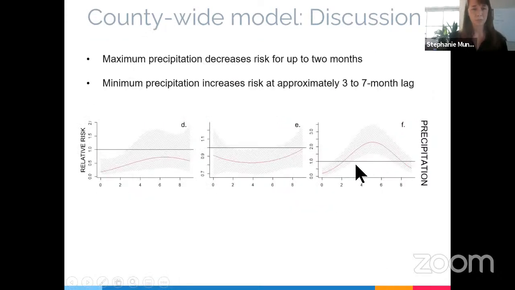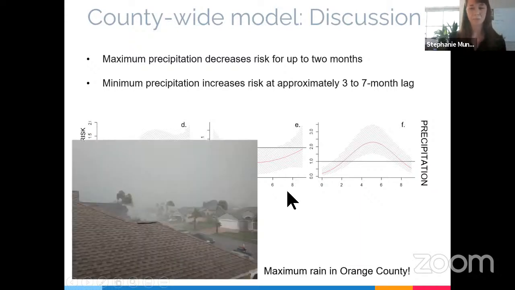When we look at precipitation, I was actually surprised to see that maximum precipitation can decrease the risk of EEE detection for up to 2 months. So this was surprising to me, but then thinking about what it means to have maximum precipitation in Orange County or Florida more broadly. So this is when I was in Orange County myself, and this was a rain event that was so severe, it was flipping palm trees inside out like umbrellas. And so it seems to make sense that that could kind of knock down mosquito populations and disrupt virus amplification.